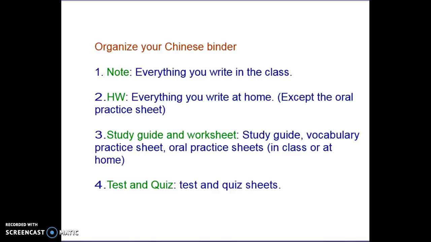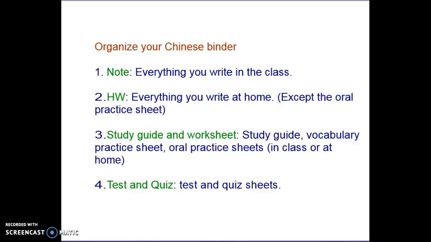Yesterday we finished the unit test and unit 2, and today we start unit 3. Before that, I want you to know that if you have a problem organizing your Chinese binder, here are some ideas. You should put your binder in 4 sections.